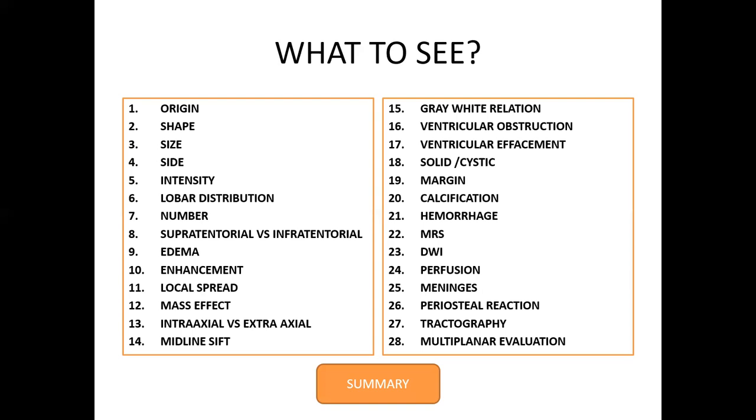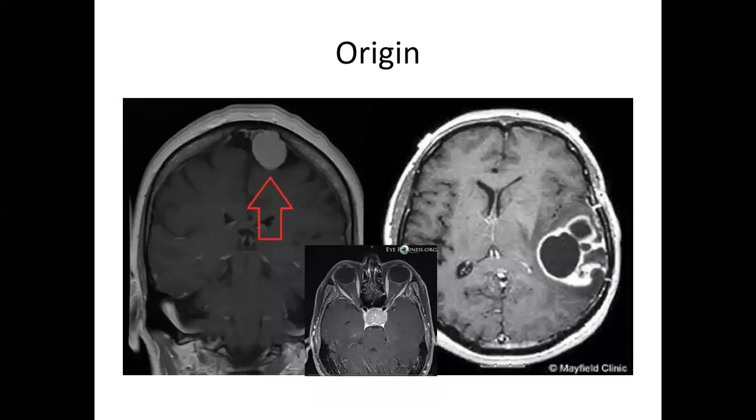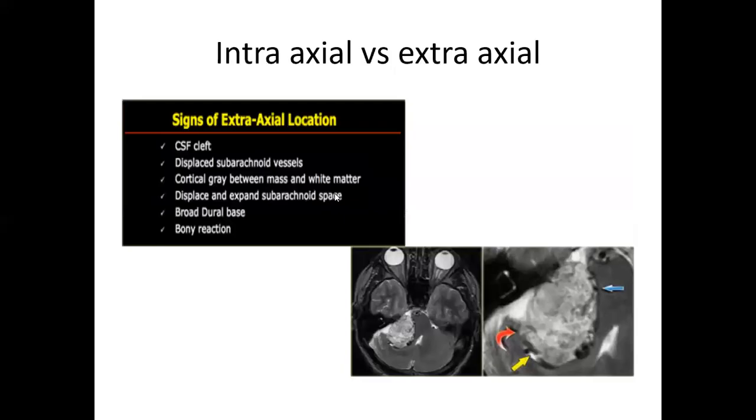Apart from that, after all, we have to give a good summary. First we have to see where the origin is, whether it is a dural origin, a parenchymal origin, a pituitary origin, a pineal origin, or a vascular origin. So we have to find out what the origin is. From the origin we can tell whether it is a dural meningioma, a glioma, or a pituitary adenoma.